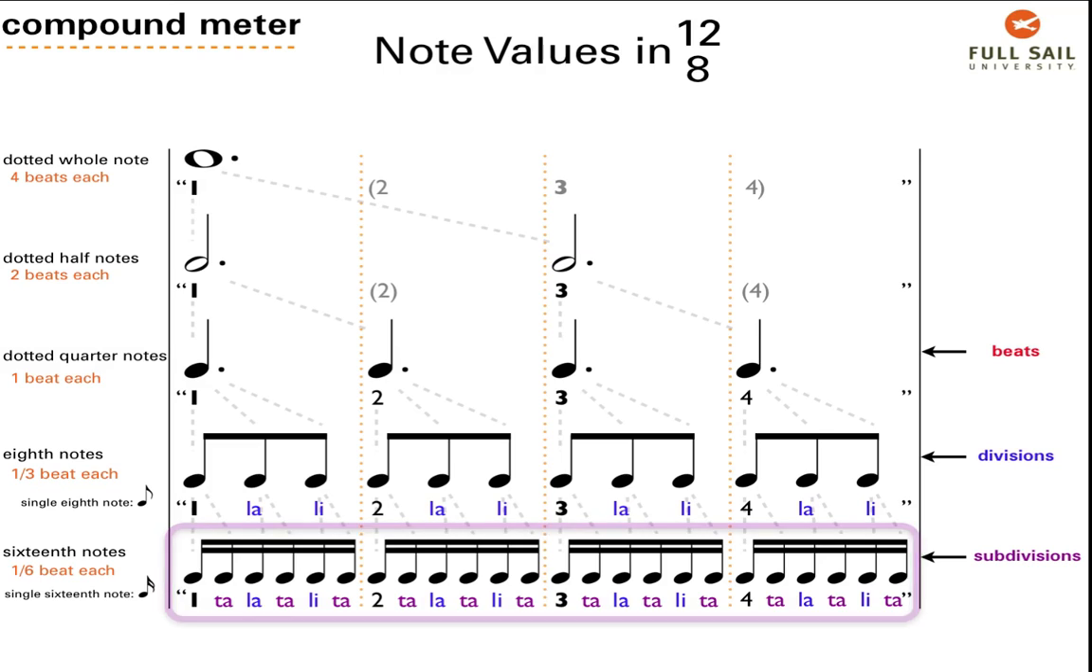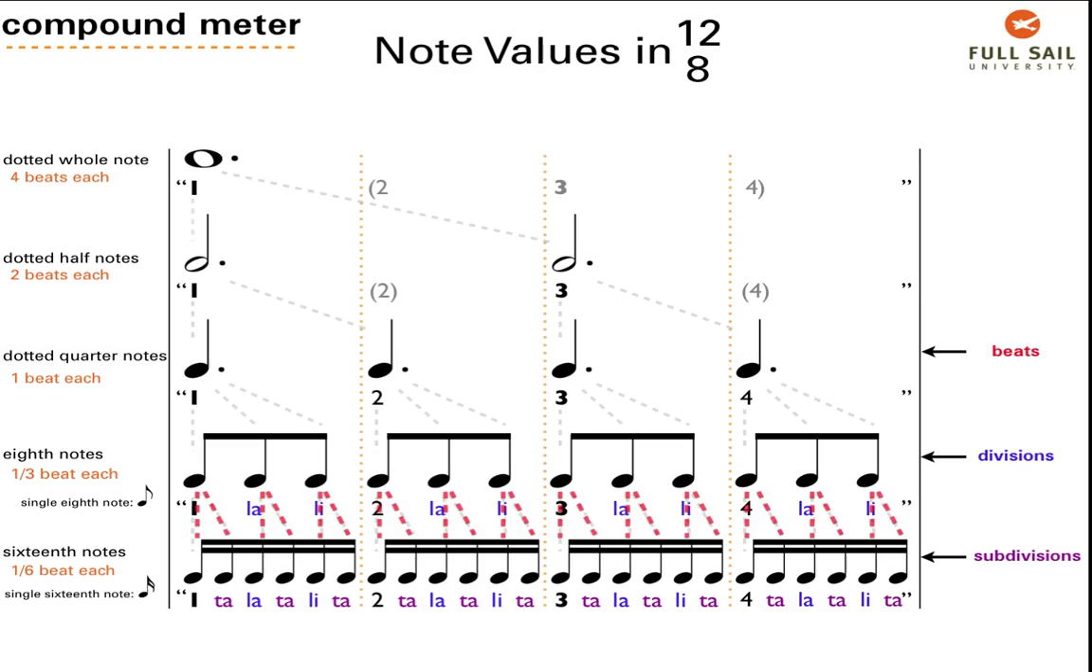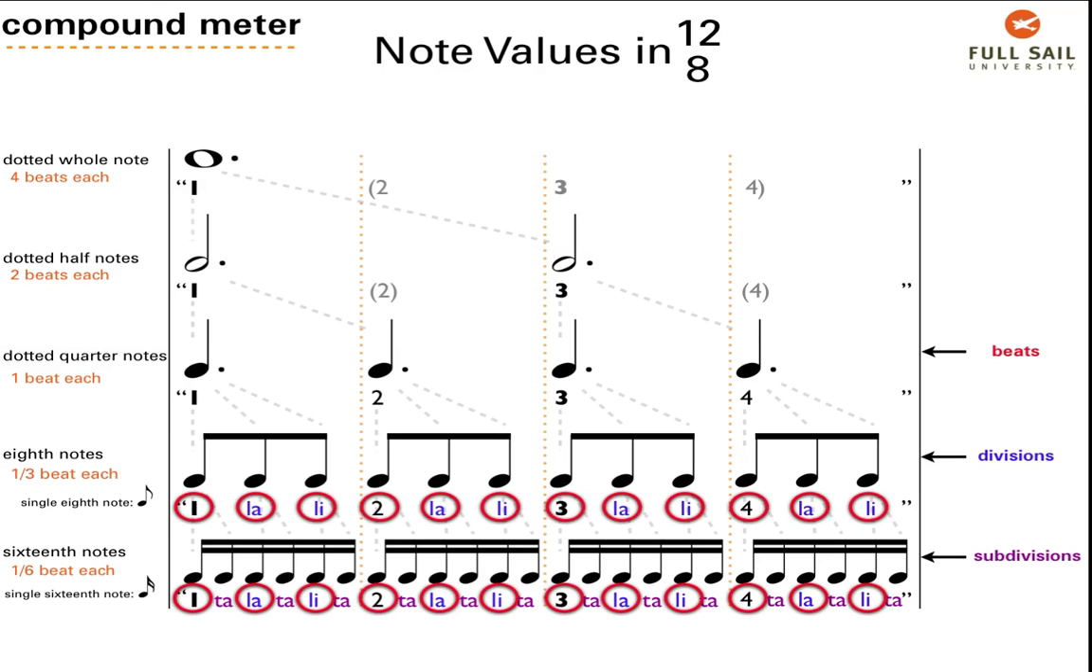Just as in common simple meter time signatures like 3/4 and 4/4, the subdivision note is a 16th note. Also, just as in simple meter, each division note is divided into 2 subdivision notes. Since each beat in compound meter contains 3 divisions, each beat would of course contain 6 subdivisions. The 16th note subdivisions are counted 1 ta, la ta, li ta, 2 ta, la ta, li ta, etc. Notice that the syllables that are used to count the 8th note divisions are still here.